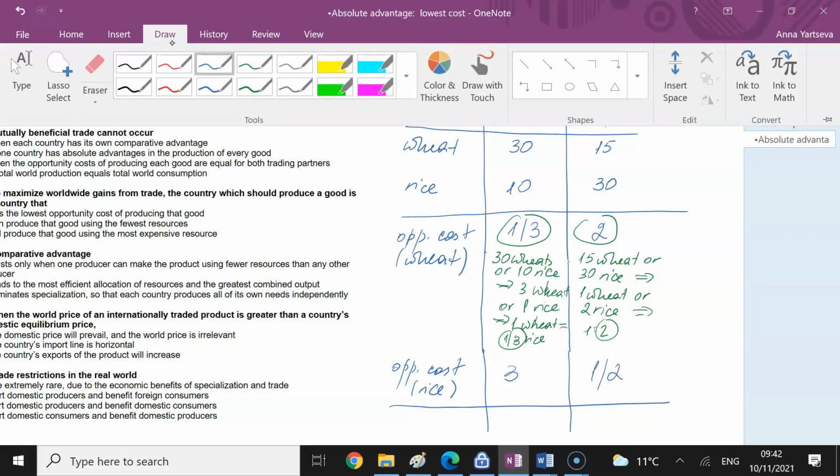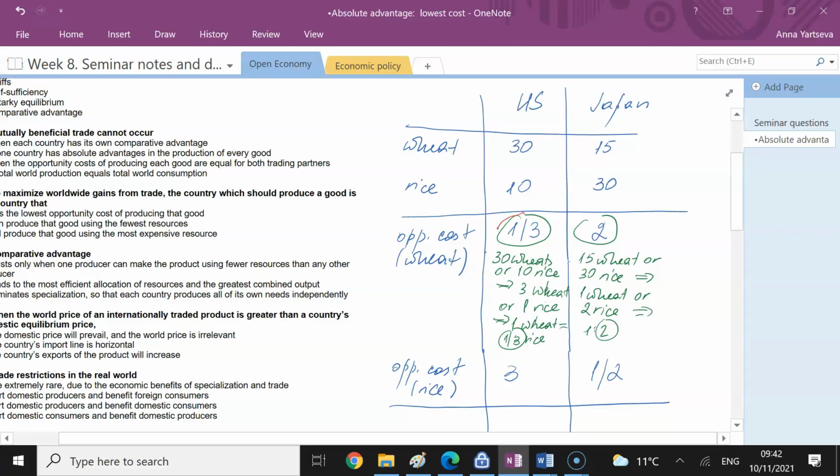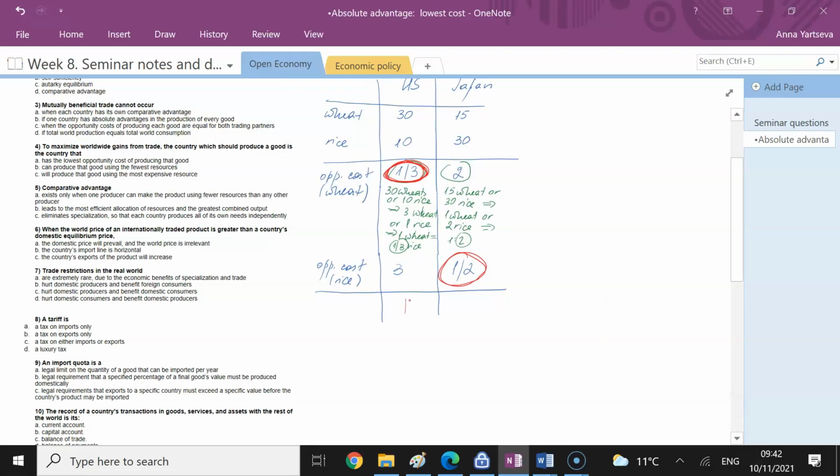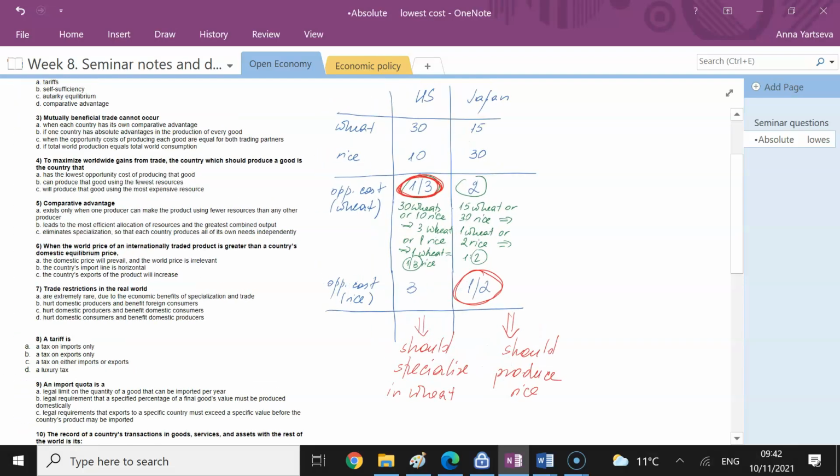The country should produce an item which is cheaper for them, which has the lowest opportunity costs. So in this particular situation, America should specialize in wheat, and Japan should produce rice because it's cheaper for them. These numbers, a third and a half, are kind of prices. These are costs of production expressed in other goods.